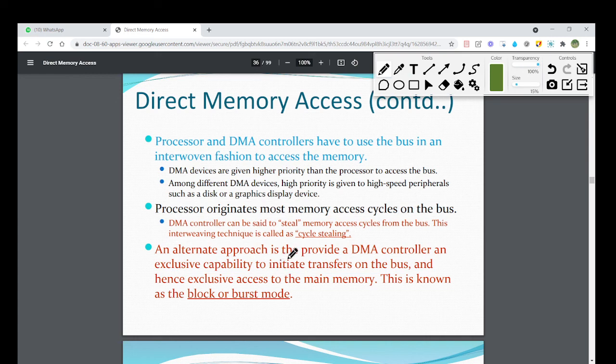An alternate approach is to provide the DMA controller an exclusive capacity to initiate transfers on the bus and hence exclusive access to the main memory. This is known as block or burst mode. So we have an alternate approach where, instead of sharing everything with the processor, we can transfer the data directly from the DMA, and this type is called block or burst mode of data transfer.